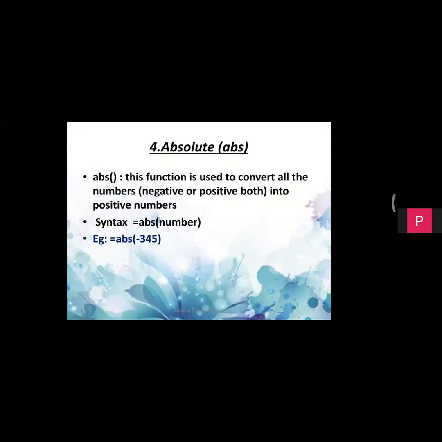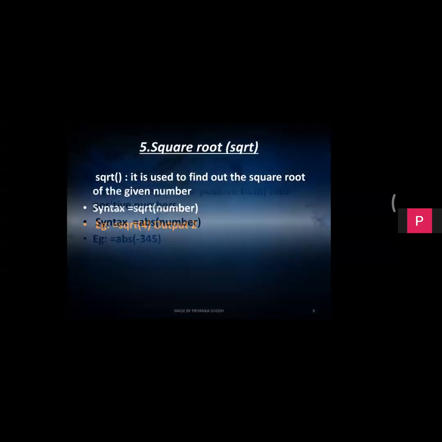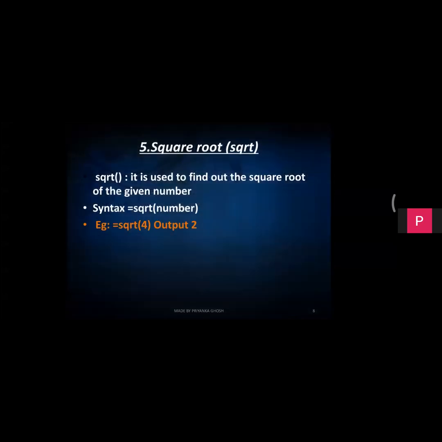Next is absolute. For absolute, we have to insert is equal to ABS, only 3 characters. So this function is used to convert the negative number into positive, and positive remains positive only. So example, is equal to ABS bracket minus 345. If we insert this, the output will be 345. The minus sign will be cut. Next is the square root. It is used to find out the square root of a given number. For example, is equal to square root 4.